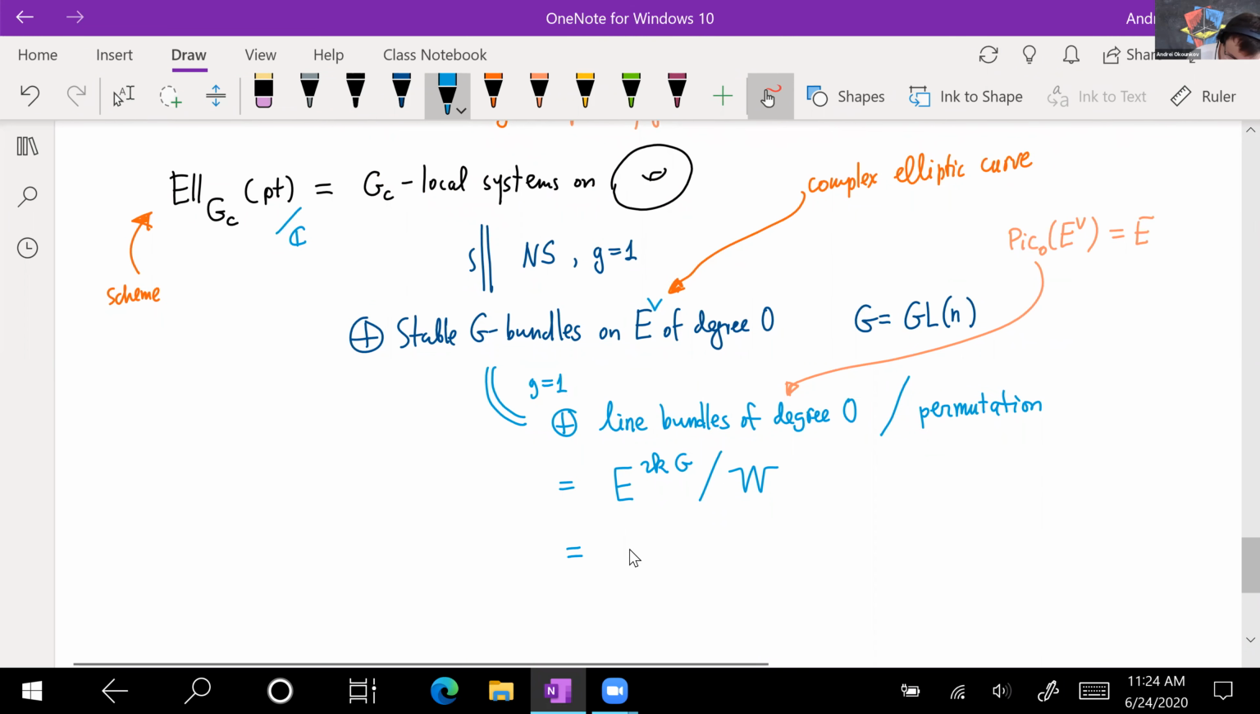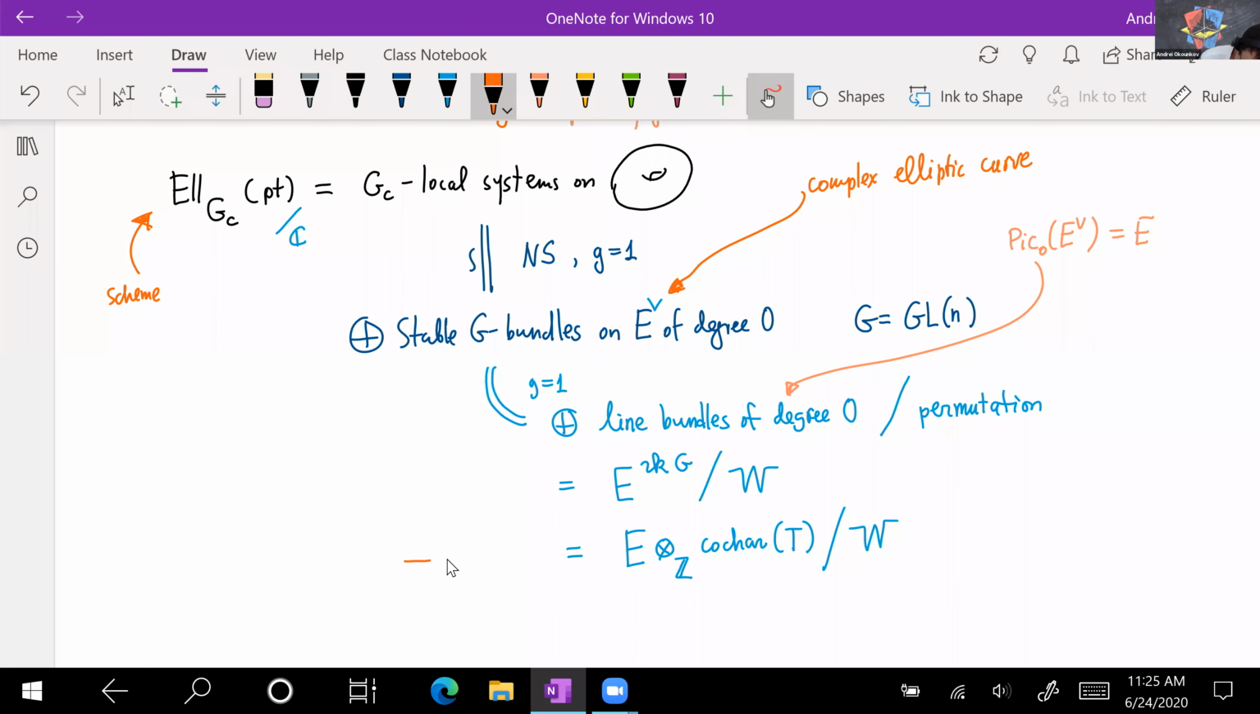Maybe more canonically, you take E and you tensor it over Z with the cocharacter lattice of a maximal torus, and you mod it by the Weyl group. After all, that is the definition. So this becomes the elliptic cohomology of G of a point.